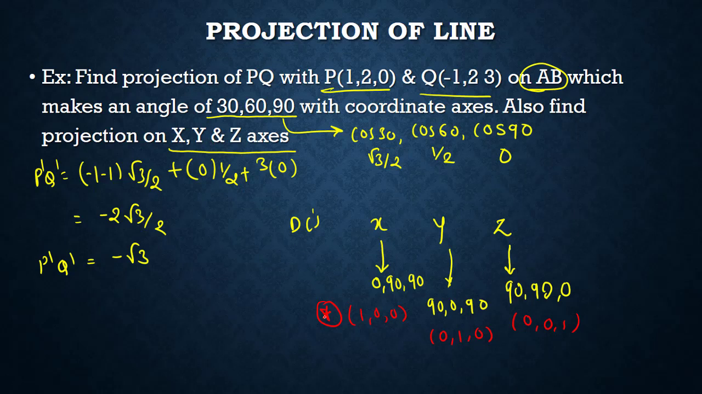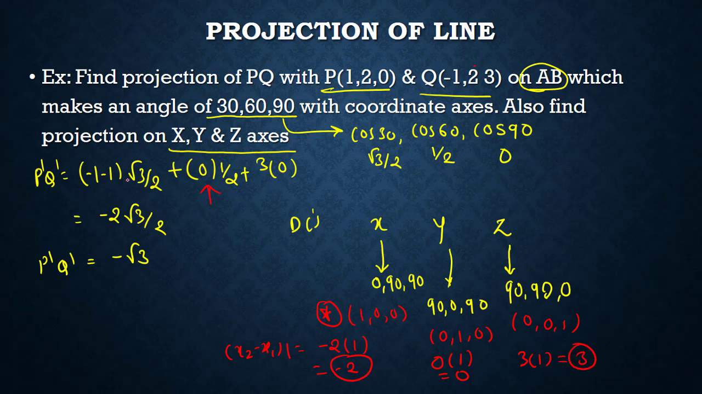On the x axis, how much will the projection be? It is x2 minus x1 into the cosine, which is 1, so minus 2 into 1 gives minus 2 as the projection of PQ on the x axis. What about the y axis and z axis? For the y axis, the coefficient is 0. It is 2 minus 2, so 0 into 1, which gives 0. What about the z axis? With the z axis it is z2 minus z1, which is 3 into 1, so the answer is 3.